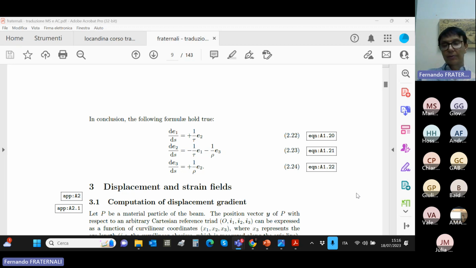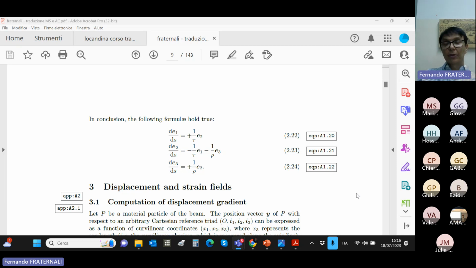While more involved is the derivative of E2, which is the principal normal vector, which has components both on E1 and on E3. This is the main result of the differential geometry of the curve alpha that we have used yesterday.